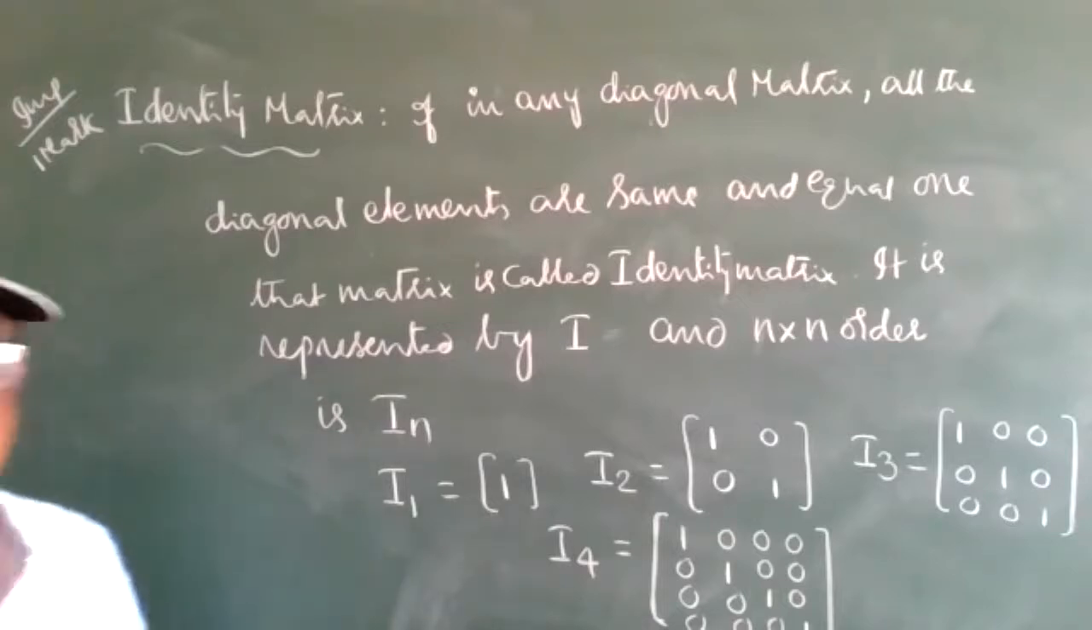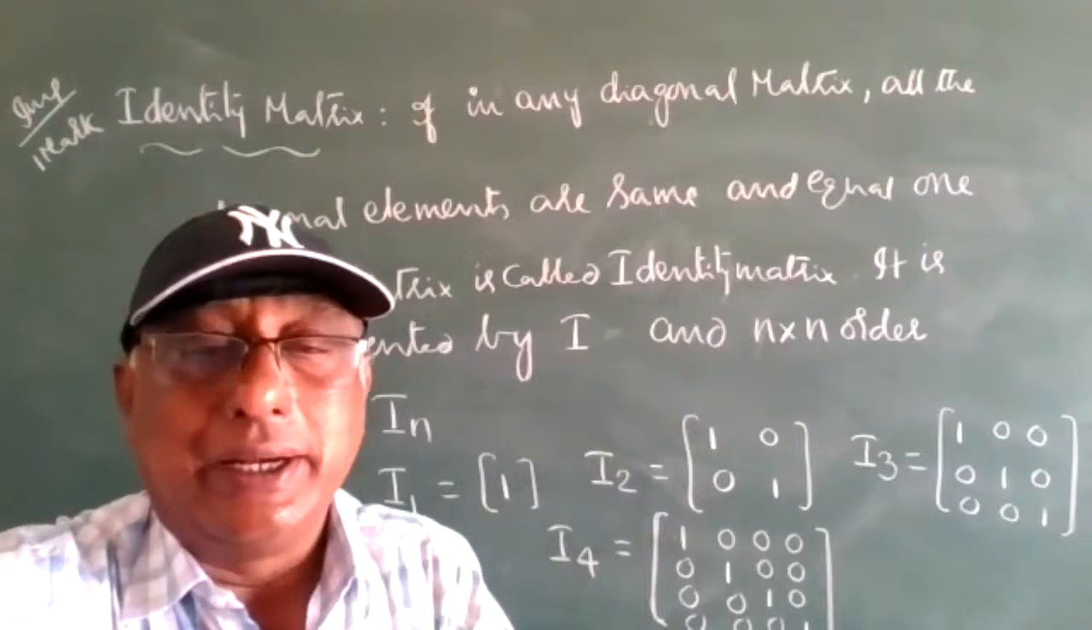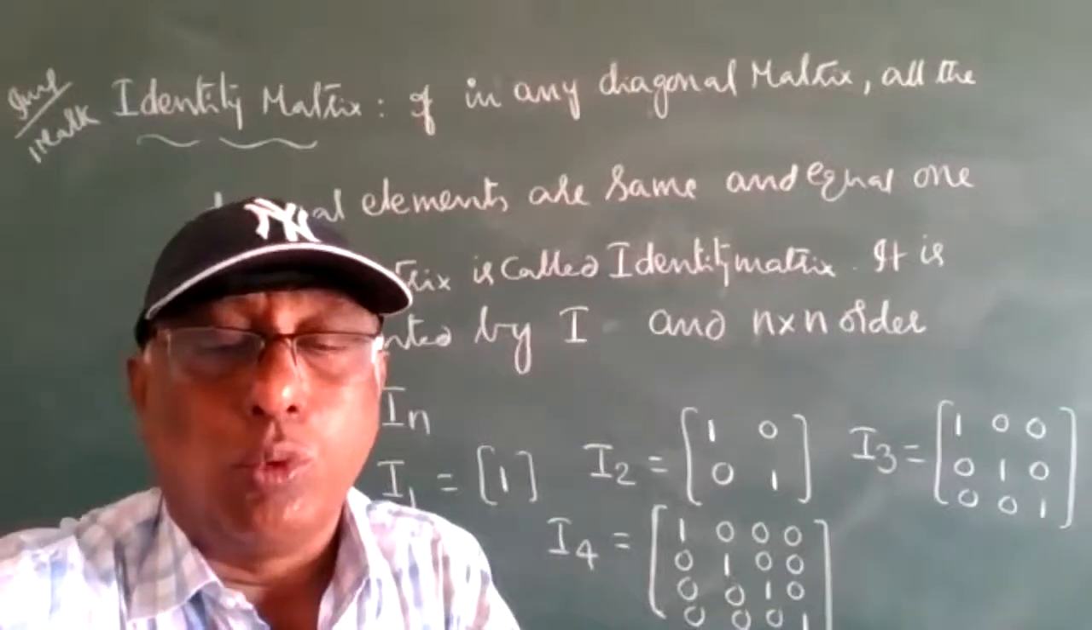Everyone note down. This is the identity matrix. The identity matrix has its own symbol, the letter I. Okay?